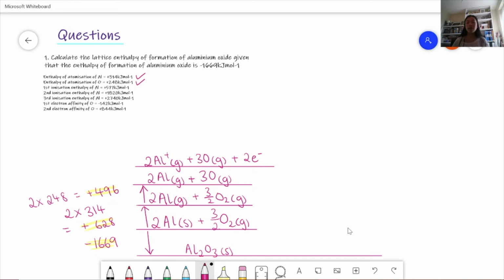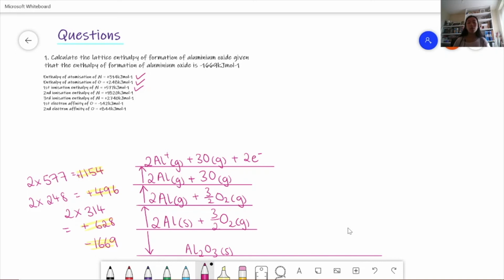And because the first ionization enthalpy is only measured for 1 aluminium and we've done it for 2 aluminiums, that means we need to times the number by 2. So we draw the up arrow, and then we need 2 times 577. And that equals 1,154. And then now I'm going to continue with the second ionization energy.